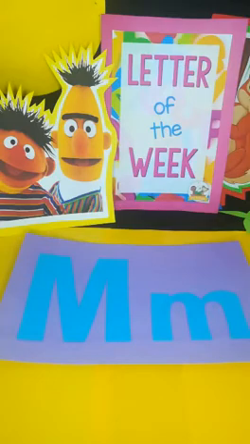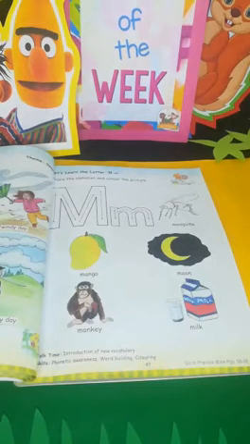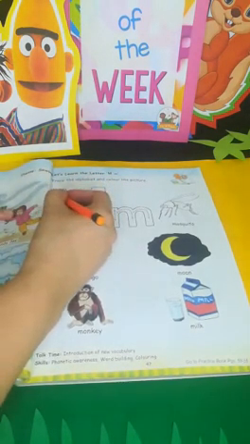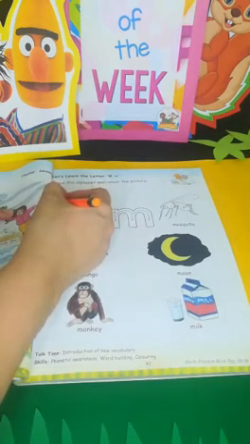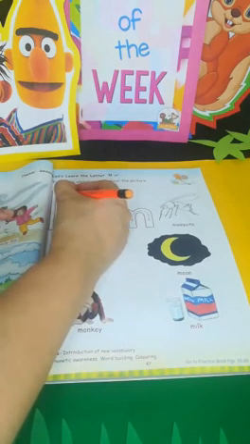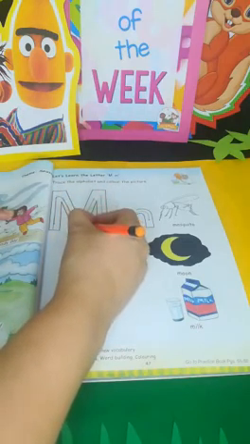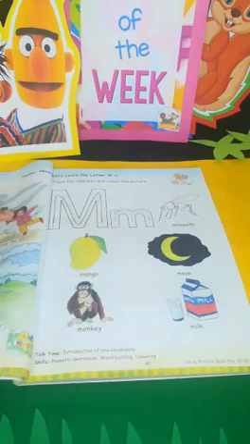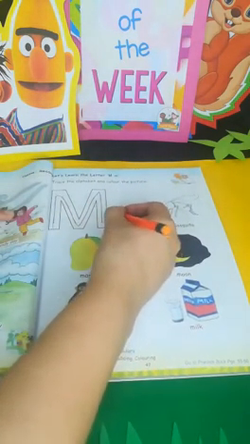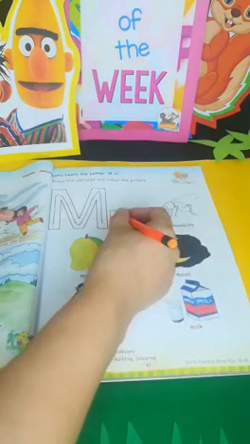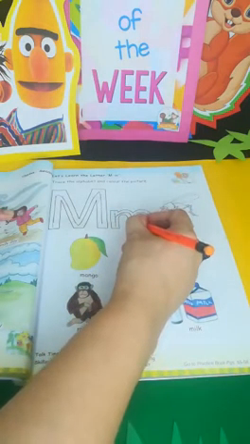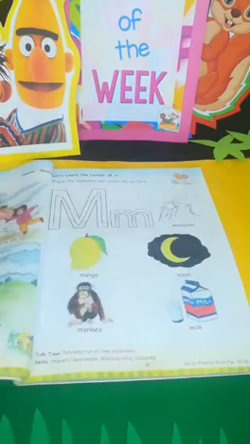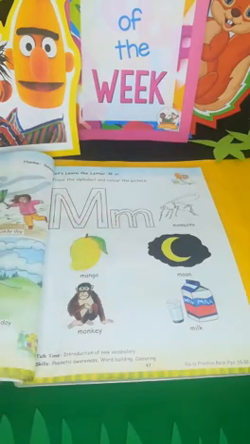Mmm, mmm. Alright. My dear students, please take out your textbooks. Ready, steady, go. Yes, and open page number 47. Now look at me very carefully. Put your pencil over here. I am going to trace capital M. Go straight down. Stop. Then put your pencil over here. Go slanting line down, then make another slanting line up and go straight down. Capital M.